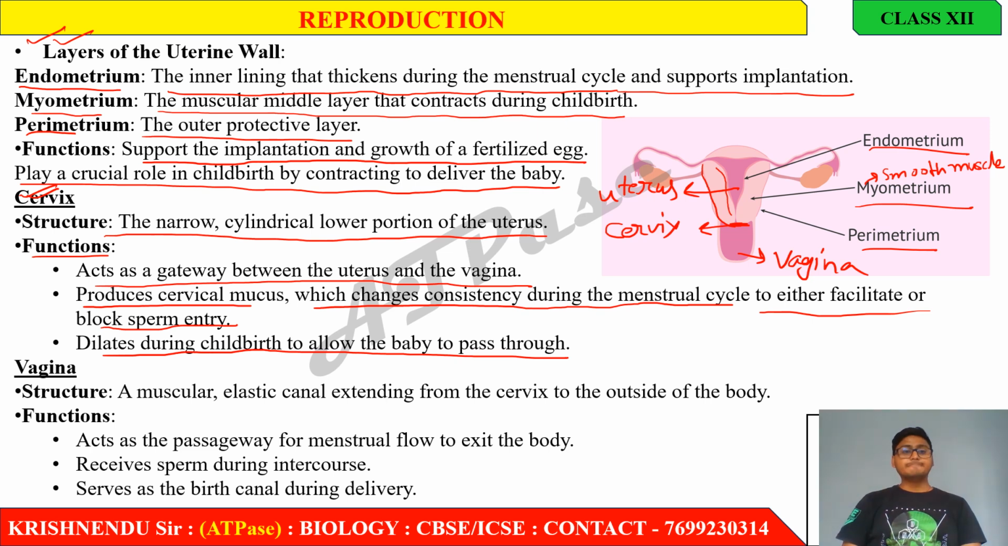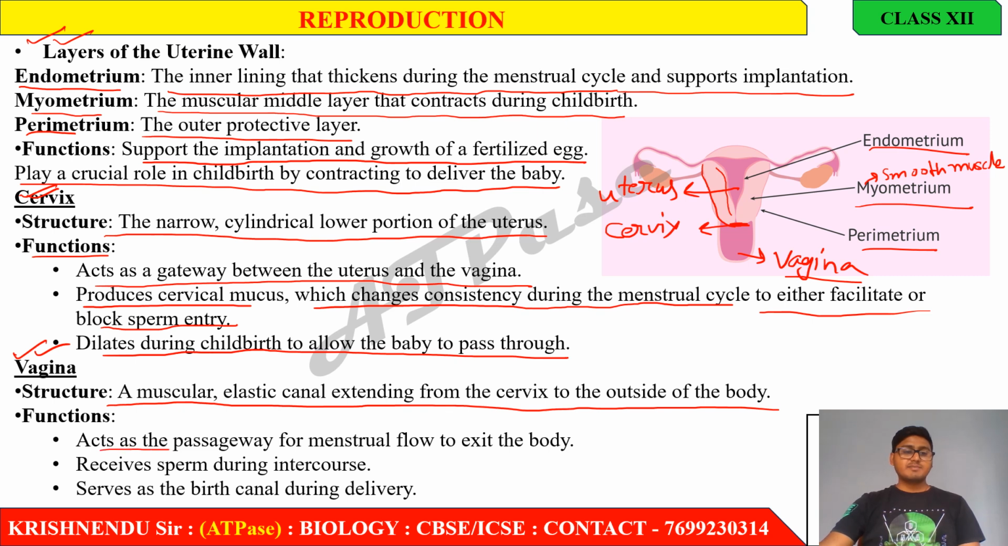Okay. Next, the vagina. The structure of the vagina is a muscular, elastic canal extending from the cervix to the outside of the body. This, from the cervix to the outside of the body, is known as the vagina.